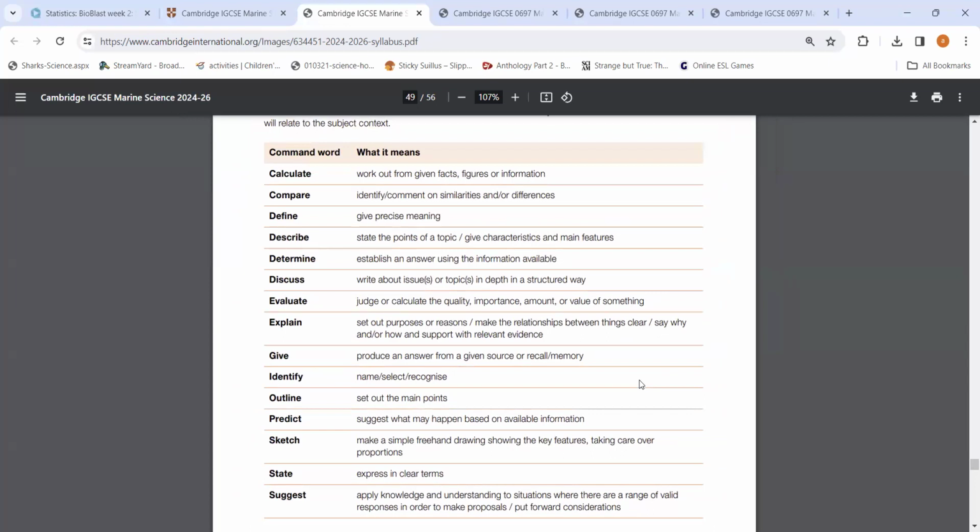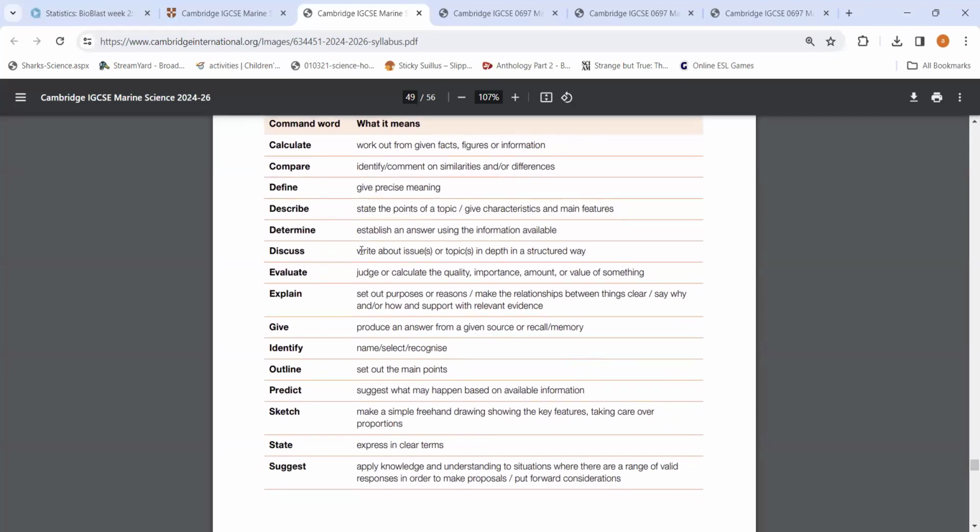So remember, I was talking about command words. It's just a fancy word for the first words in the question that are telling you what to do. You might think that they just decide which one to use because they've maybe used define too many times in this exam, but no, it's specifically to tell you how to answer that question. Like, are you just setting out some main points, or are you making a drawing, or are you just saying something in very clear short terms, or are you applying knowledge to a situation to put forward your own ideas? So yeah, these are useful. Look at these, get used to what they mean.